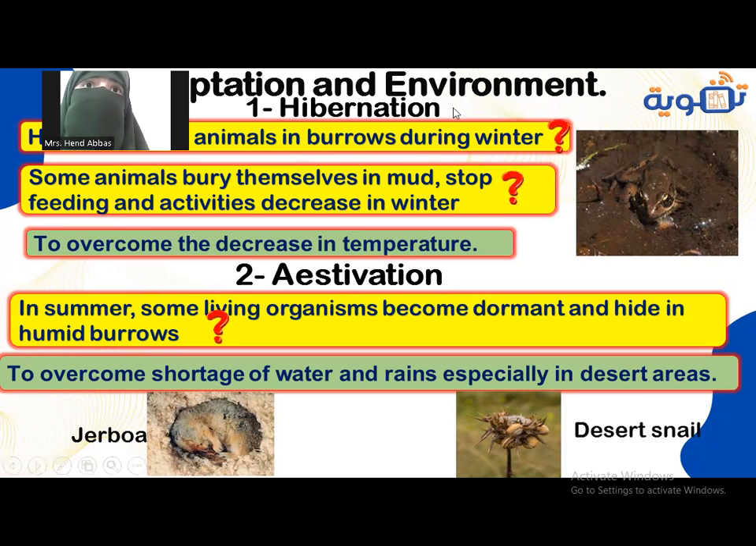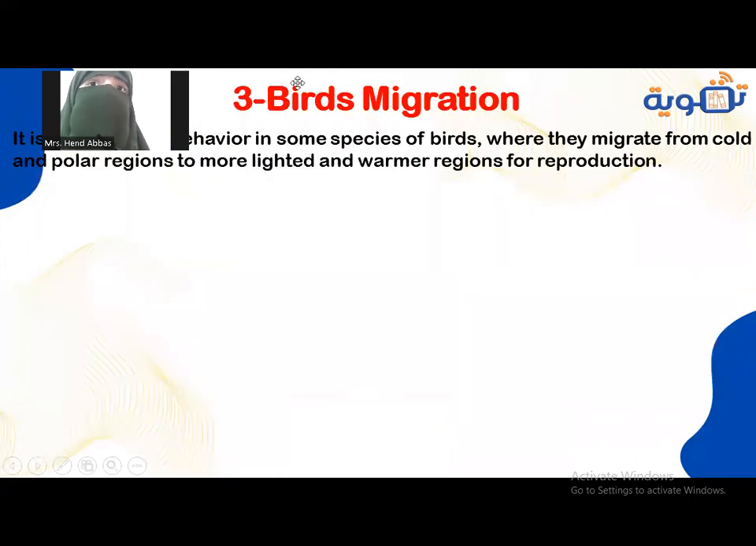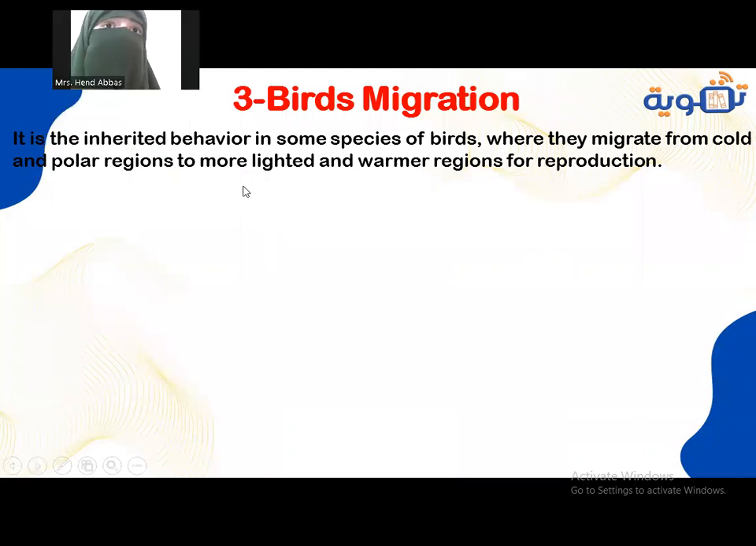Okay, we have 3 examples of hibernation: some reptiles, some insects, and frogs. In estivation we have 2 examples only, jerboa and desert snail. Okay, what about bird migration? Bird migration is an inherited behavior, something in their genes.